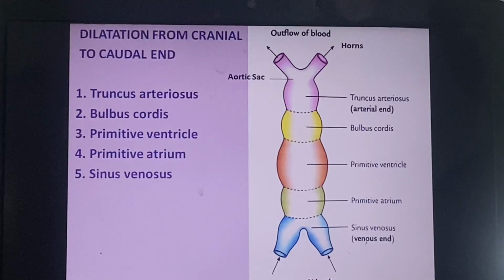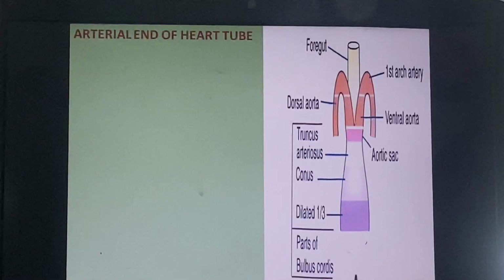So that modification is given a name. From the arterial side there is truncus arteriosus, which is leading to the aortic sac, which is dividing into two horns, and the caudal portion is known as the venous end of the heart tube. So this information is very, very important.